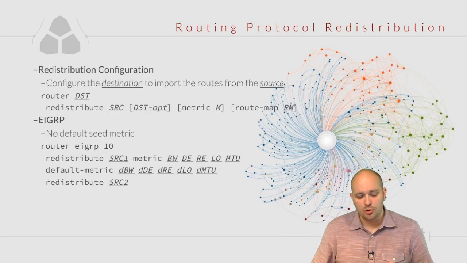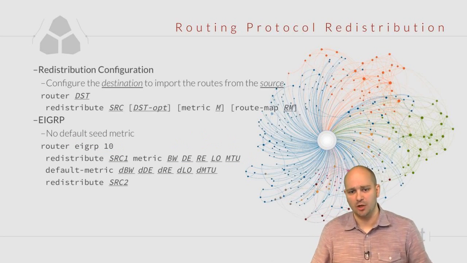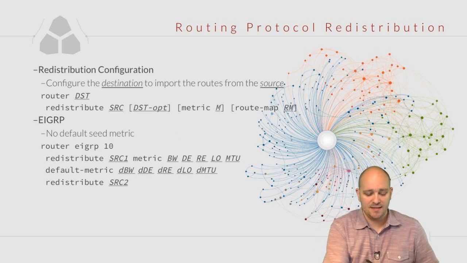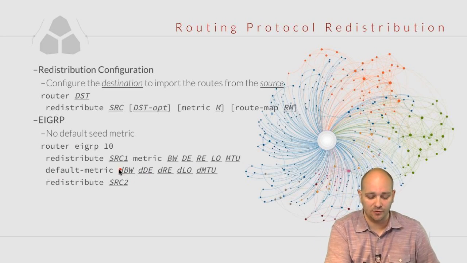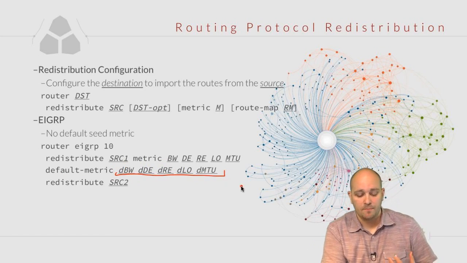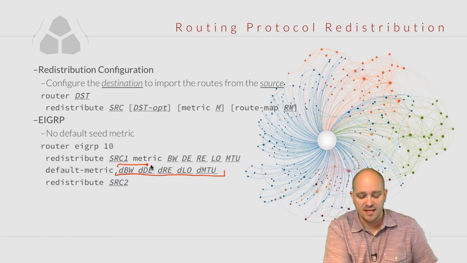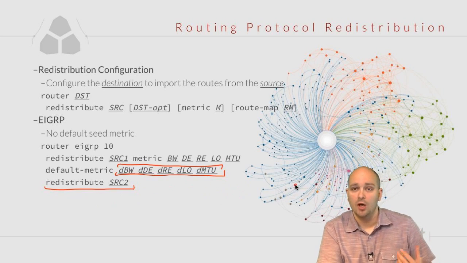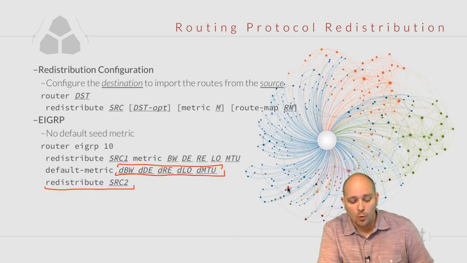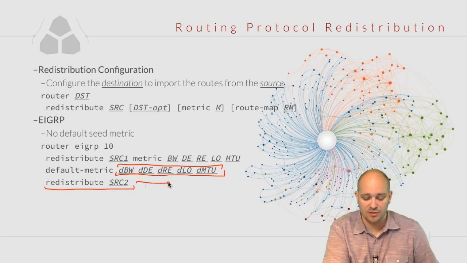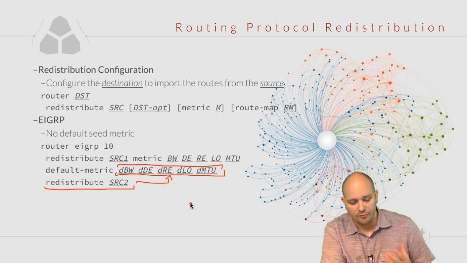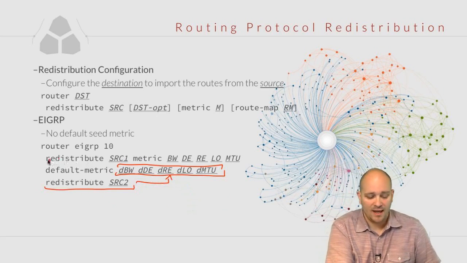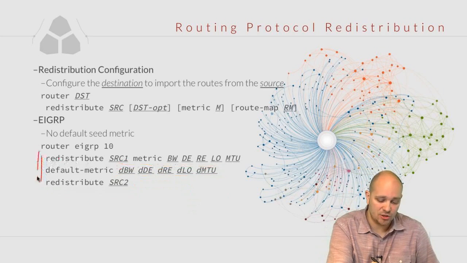Another way is to use the default-metric command. Default-metric is the command in which you can specify the default values, and here I prefix them with a lowercase d, so that we can say whenever we redistribute routes into EIGRP, use these metrics for the seed metric. In that case, just doing redistribute from a particular source will be effective, because these values will then be used for the metric. Now, these can coexist just like I did here.